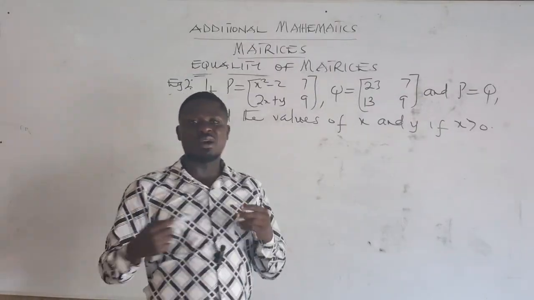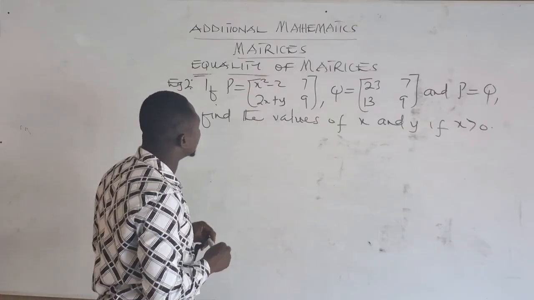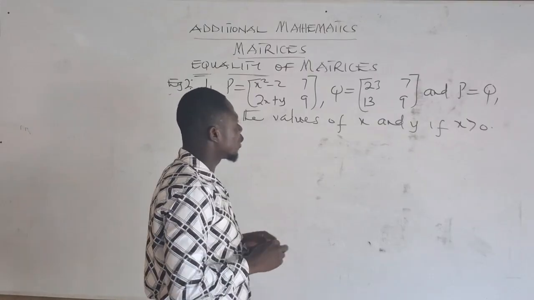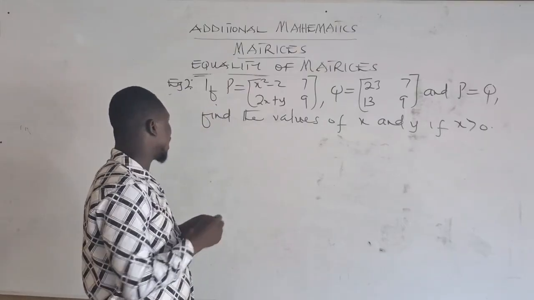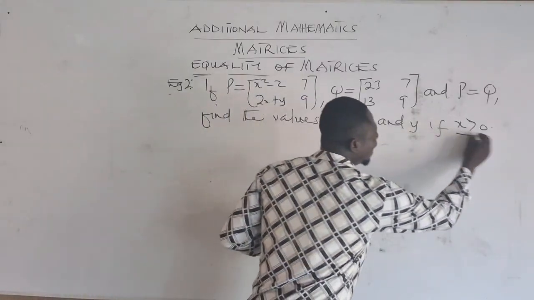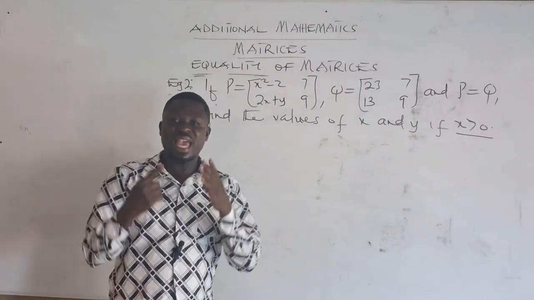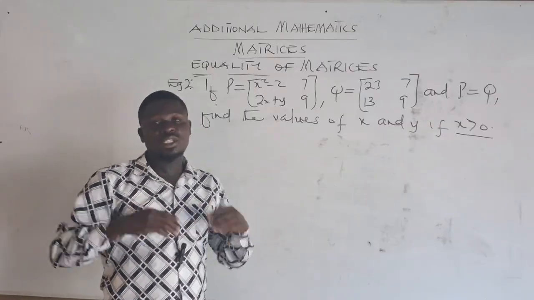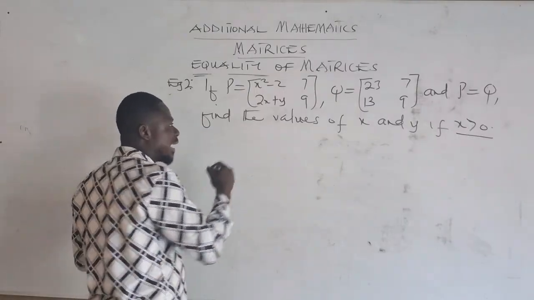Now let's move on to our example 2. Example 2 says if P is equal to x squared minus 2, 7, 2x plus y, 9, Q is equal to 23, 7, 13, 9, and P is equal to Q. Find the values of x and y if x is greater than 0. There has been an additional condition. If x is greater than 0, it means that x shouldn't be negative. So let's look at how to find the values of x and y in this case.